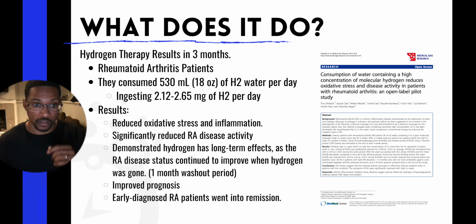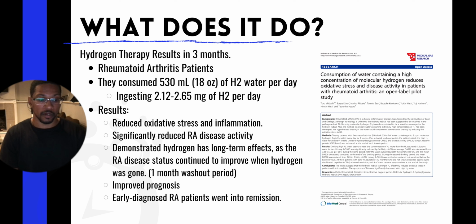The results were that these patients had reductions in oxidative stress and inflammation. They actually saw this by the reduction of C-reactive protein. And they significantly reduced rheumatoid arthritis disease activity. It demonstrated hydrogen has long-term effects, as the rheumatoid arthritis disease status continued to improve when hydrogen was gone.